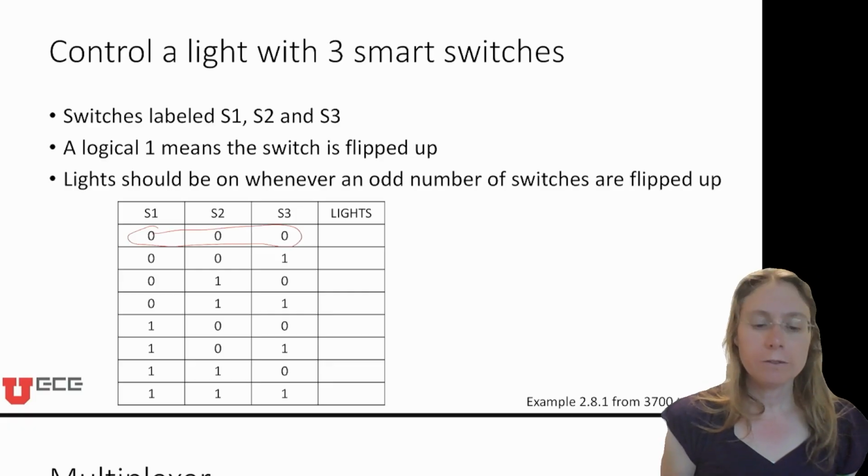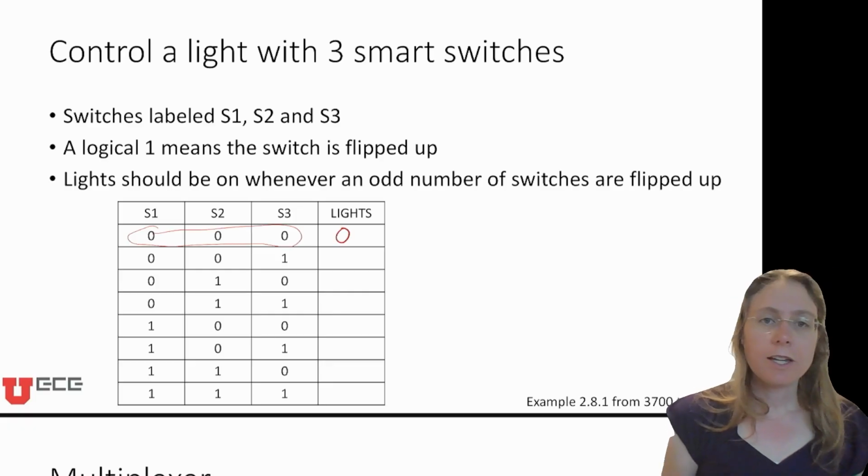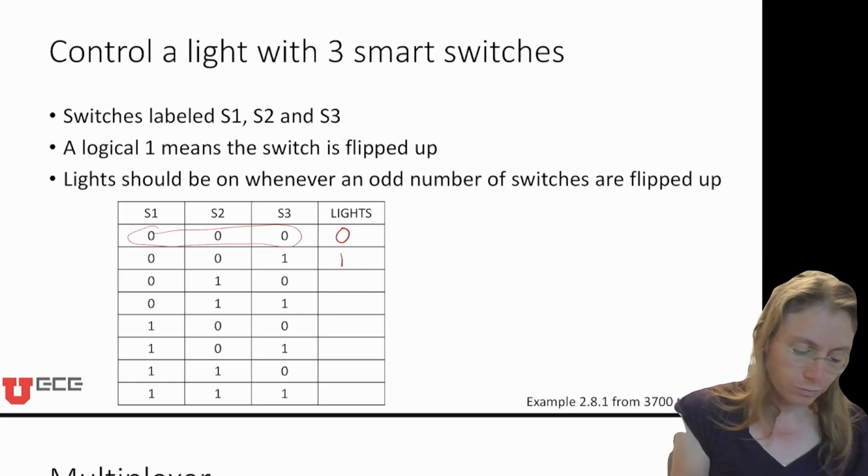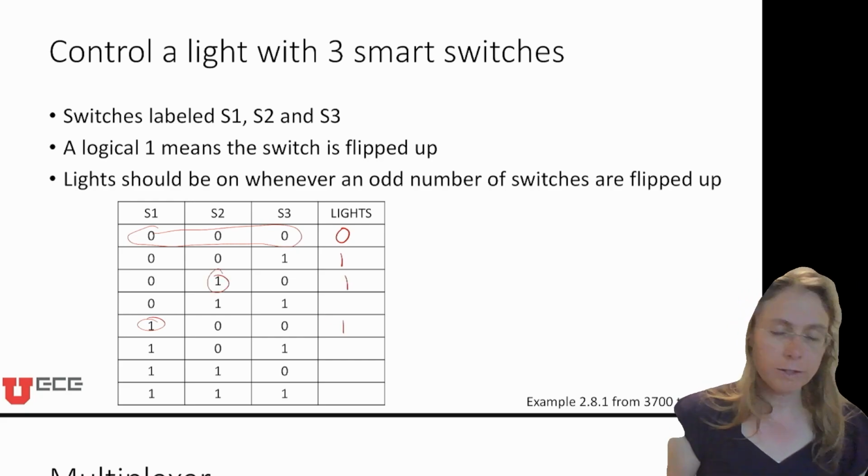And when they're all down, the lights should be off. Then I go and I flip one of the light switches on, the lights should be on. So that means in this case, it should be a 1. In this case where I flip just this one on, it should become a 1. Or in this case right here where I flip just this one on, it should become a 1.